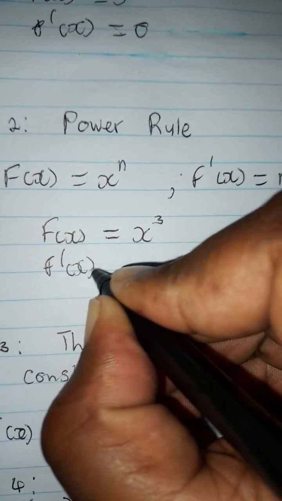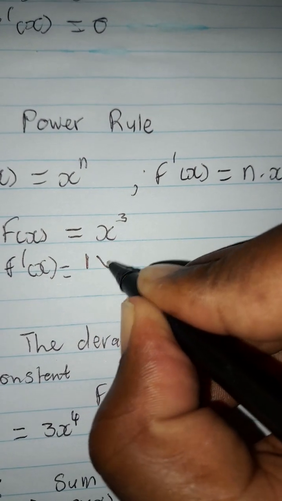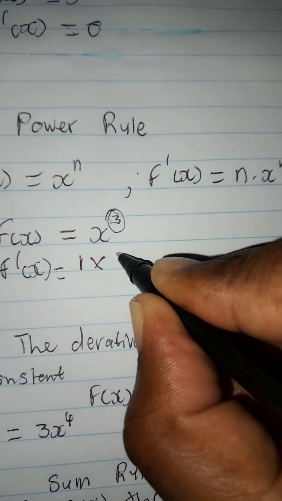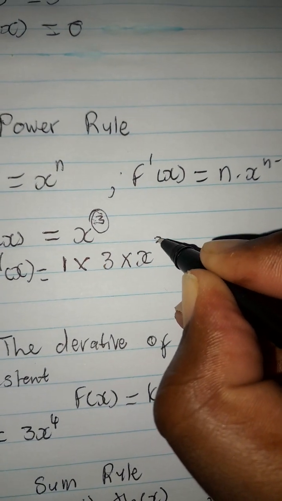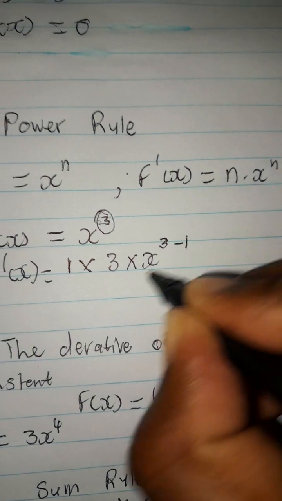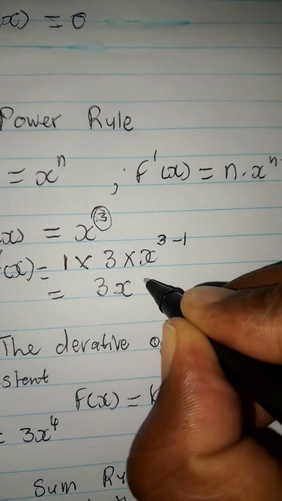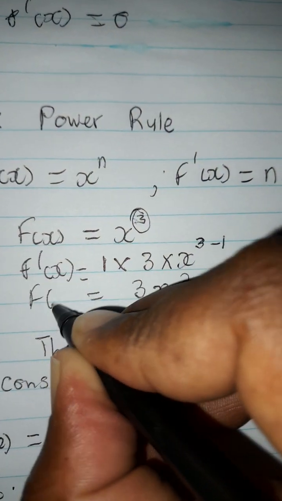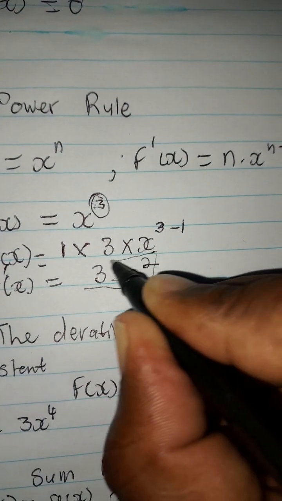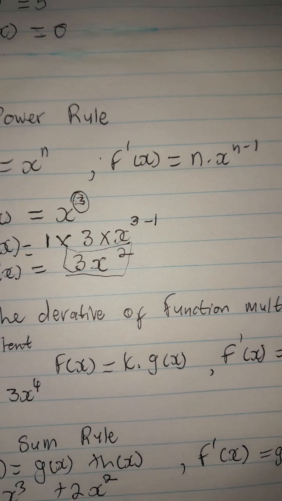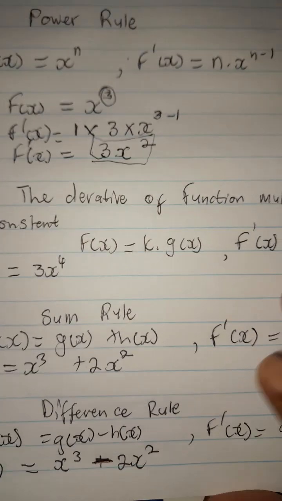Power rule. We have a coefficient here. Our coefficient is 1 multiplied by this power, so 1 times 3, multiplied by x. Then you're going to subtract 1 from the power, so 3 minus 1. What is 1 times 3? That's 3. And what is 3 minus 1? That's 2. Meaning that the derivative of x cubed will be a quadratic, which is 3x squared in this case. We call that the power rule.